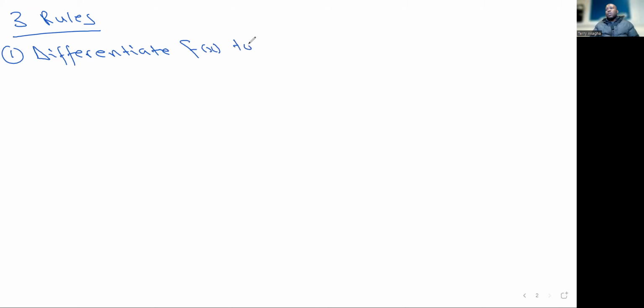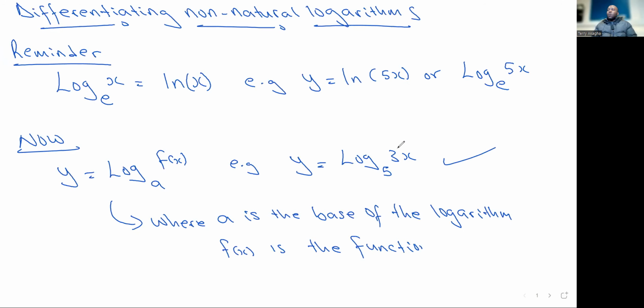Now, in order to do this, we have three rules or steps. The first thing you have to do is differentiate the f of x to give the derivative, so let's call it f prime x. Basically, what you have here could be 3x, it could be x squared plus 5, it does not really matter. You have to differentiate it to get an answer.